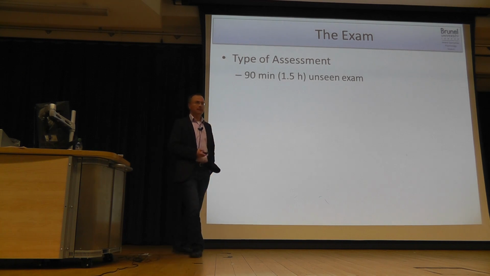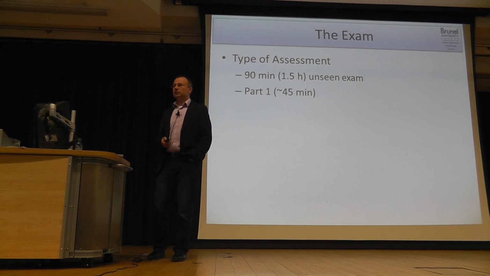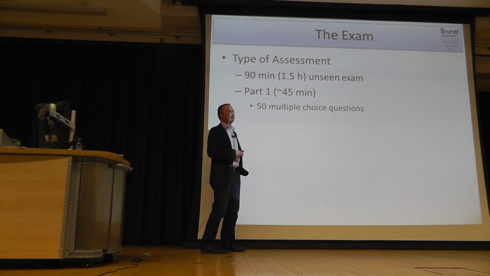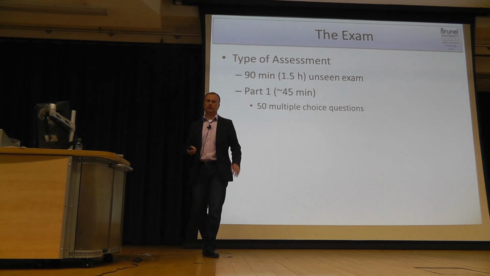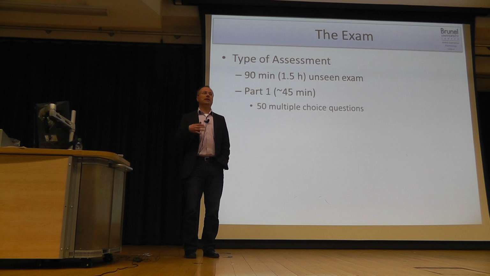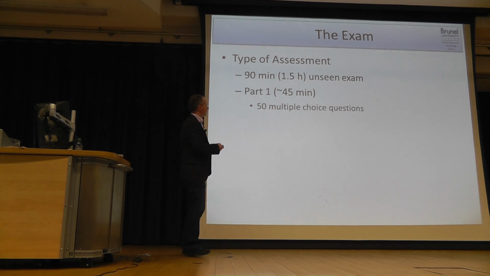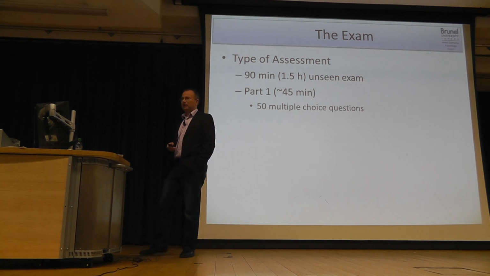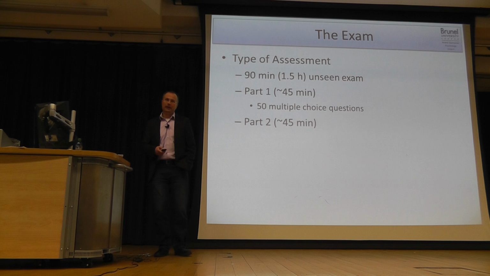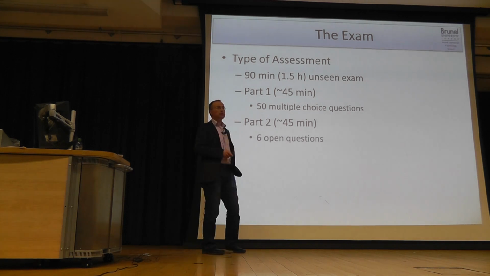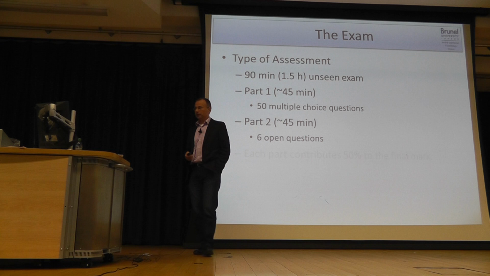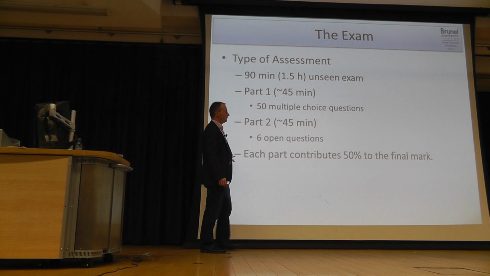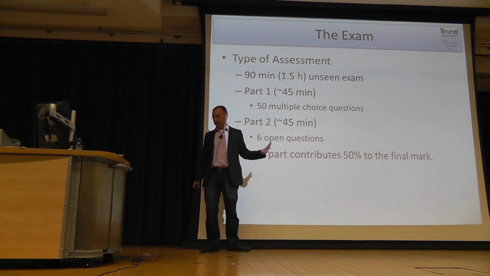So we have a 90-minute unseen exam which consists of 2 parts, and of course it's planned to roughly split evenly between the 2 parts, but see for yourself how you get along. The first part is multiple choice questions, 50 of them, which should take roughly half of the exam. And the second part are 6 open questions, which also should take around 45 minutes. Each part then contributes 50% to the final mark.